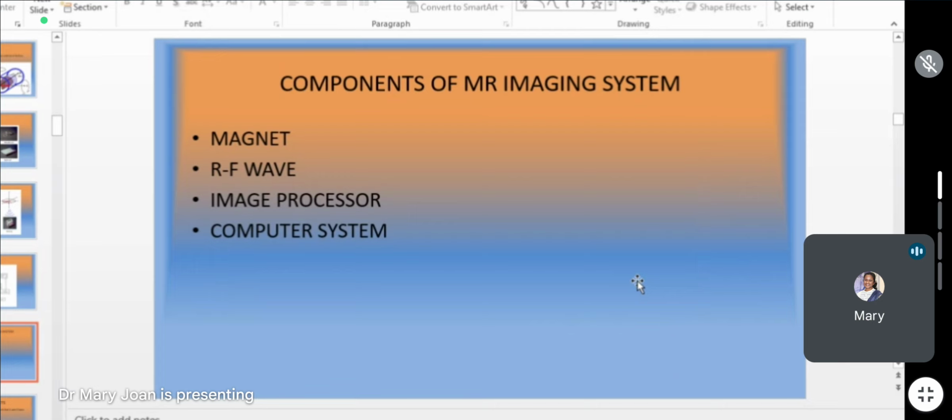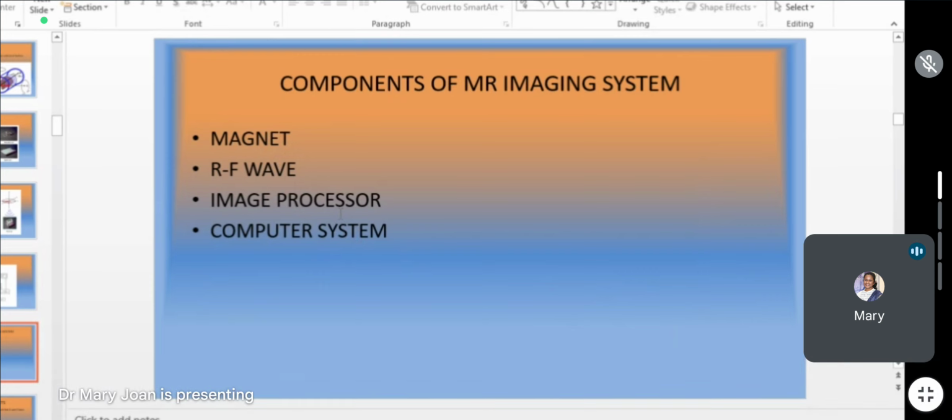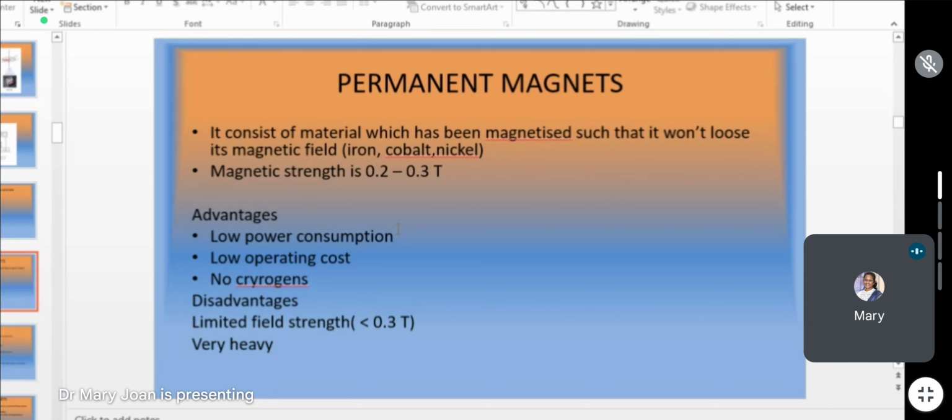The components of an MR imaging system, we have seen: a magnet, RF waves, image processor and computer system, if we classify them broadly. The permanent magnet consists of material which has been magnetized such that it won't lose its magnetic field. Materials such as iron, cobalt, nickel, etc. are placed in a high magnetic field for a longer period of time so that they get magnetized, but the strength to which a permanent magnet can be increased is very low. So the magnetic strength of permanent magnets is in the lower range, 0.2 to 0.3 Tesla.